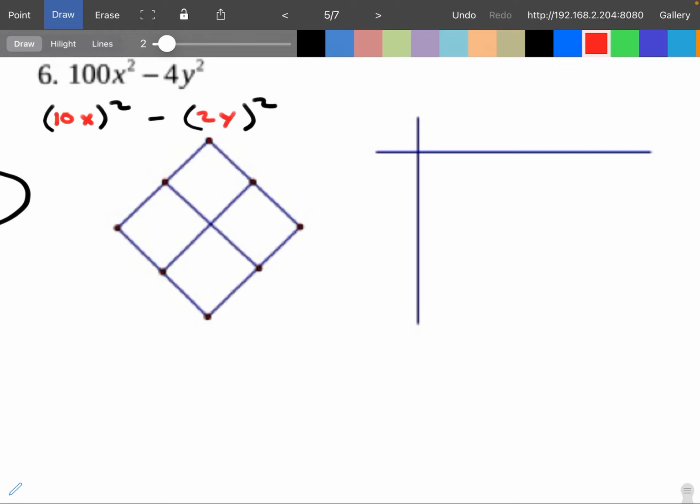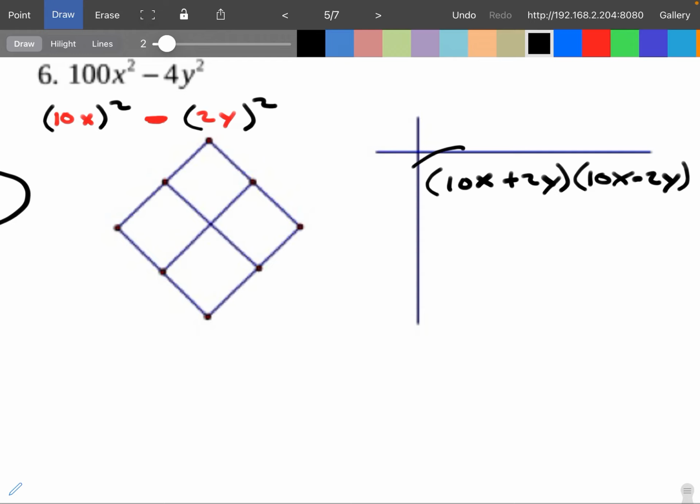And then what would you square to get 4y squared? 2 what? Just 2y, right? Yeah, 2y times 2y would give you 4y squared. And again, you have to have this minus in the middle or it doesn't work. All right, so then you can just write your answer. So it's going to be 10x plus 2y times the quantity 10x minus 2y. And then that's it for that one.